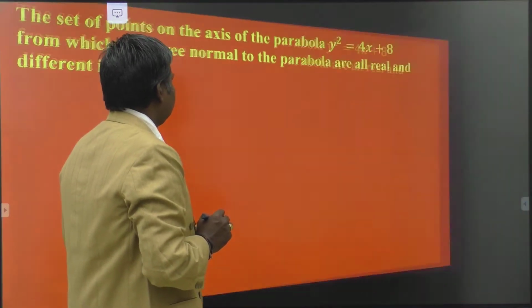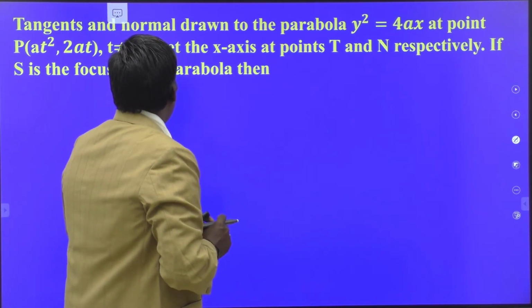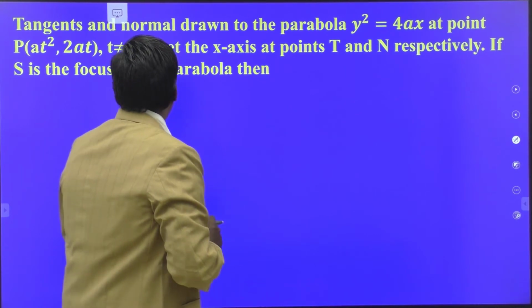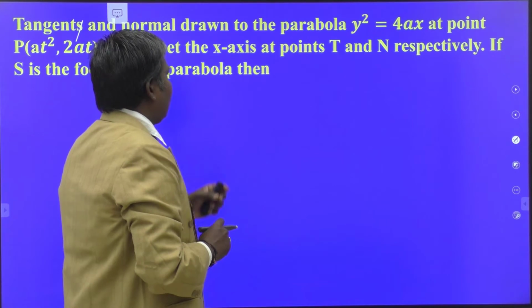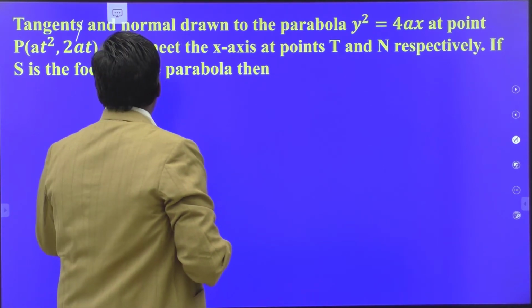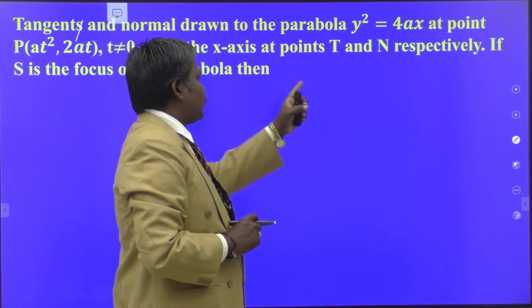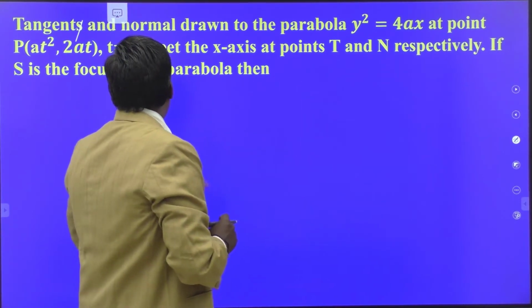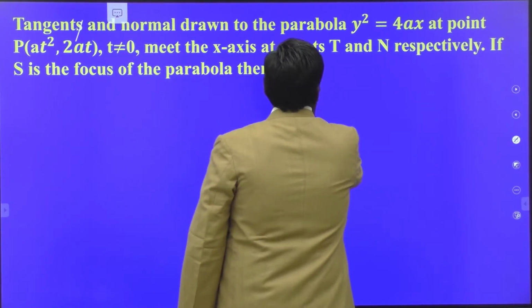Next one. Tangent and normal drawn to the parabola y square is equal to 4ax at the point (at square, 2at) meet the axis at the points T and N respectively. If S is the focus of the parabola, then what is the result?